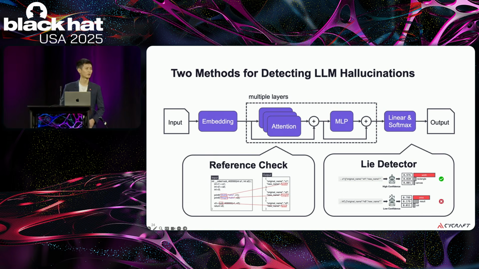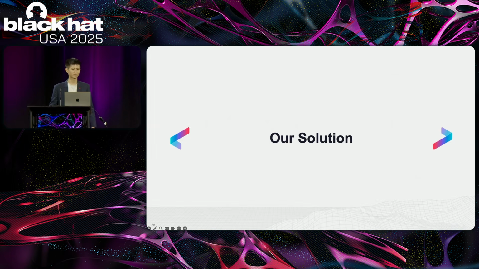So here we have introduced our two main methods for detecting when a language model is hallucinating. The first one is reference check, and the second one is the lie detector. And now, let's put these two things into our automatic workflow, and let Wei Jie introduce it for us.